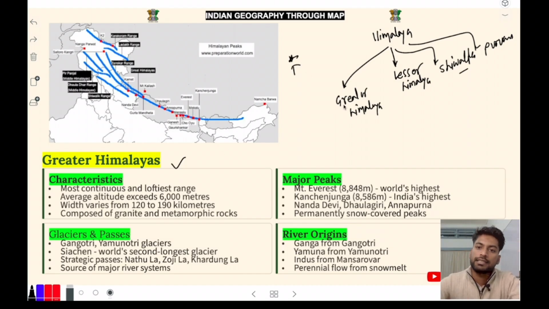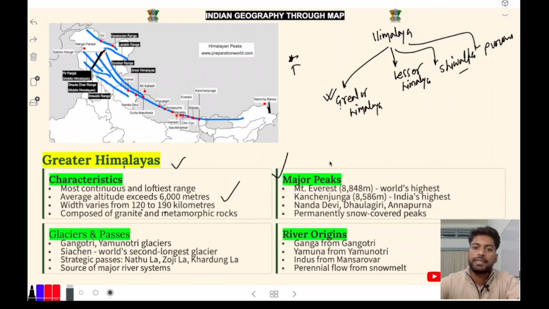Chalo. Now we will be studying Greater Himalaya. Greater Himalaya is the loftiest range in the world. Loftiest means very great in height. The average is 6,000 meters, and the width is like 120 to 90. And always remember, Himalaya is fat here and thin here. Remember that. It is wide on the western side and less wide on the eastern side. Got it? Chalo.